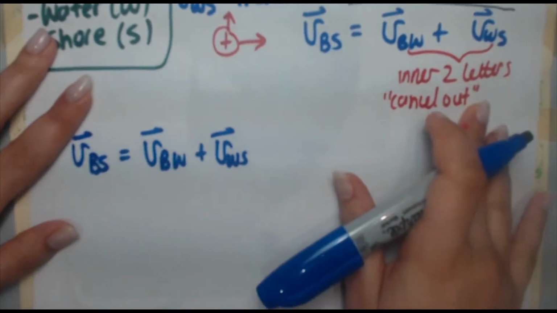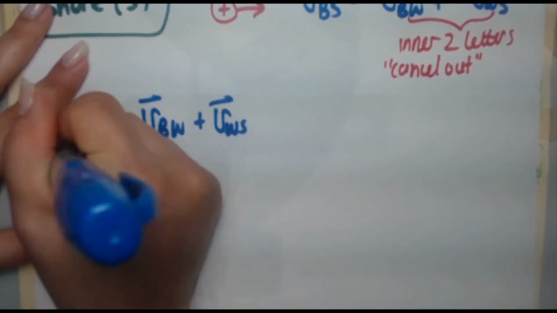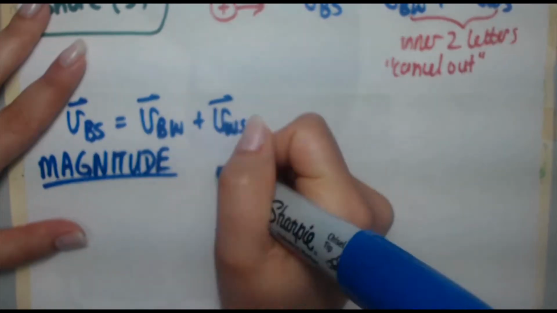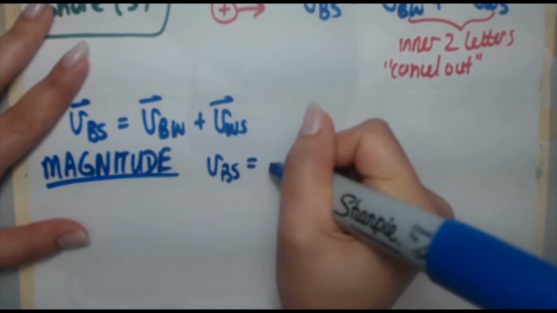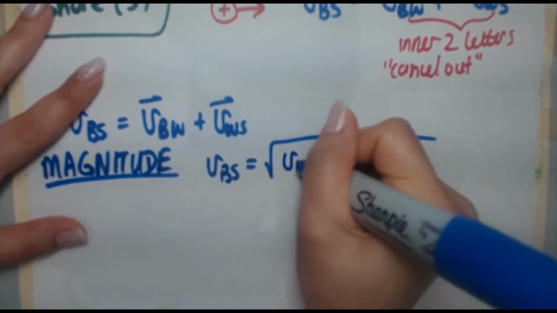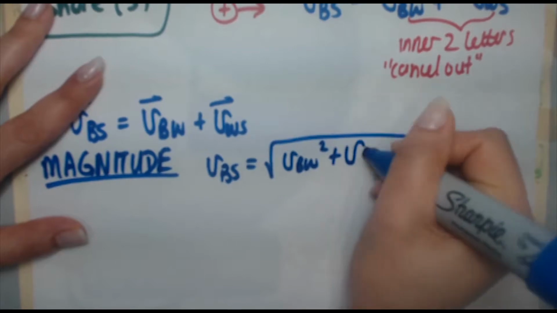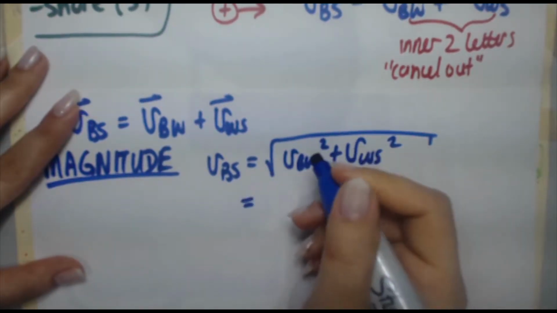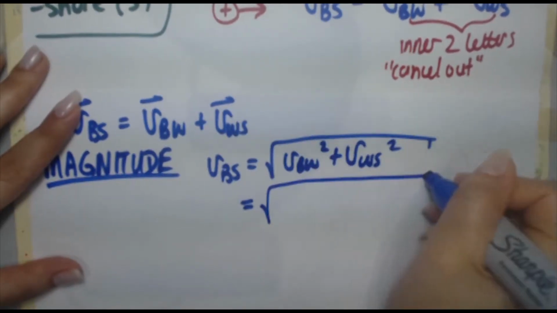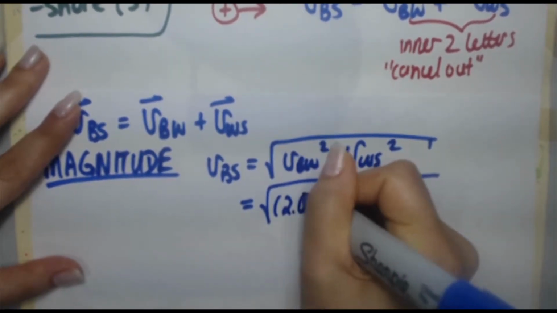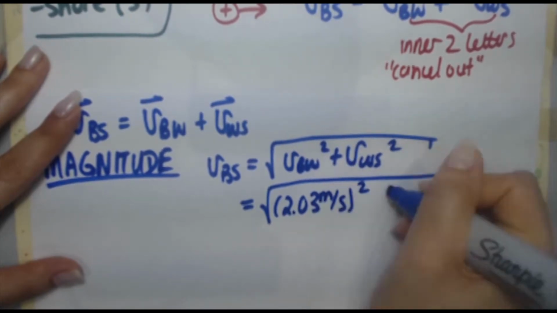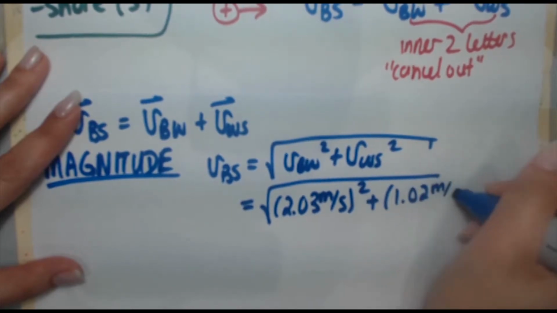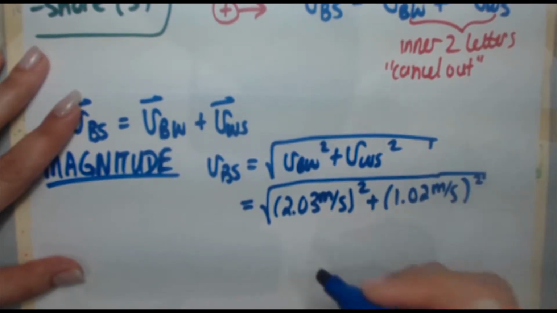So in order to find the magnitude, we're going to do exactly that. We're going to use the Pythagorean theorem. So VBS is equal to the square root of VBW squared plus VWS squared. Let's plug in our numbers here. So VBW, the boat relative to the water, that's 2.03 meters per second. You square that. And add to that the water relative to the shore, 1.02 meters per second. Square that.